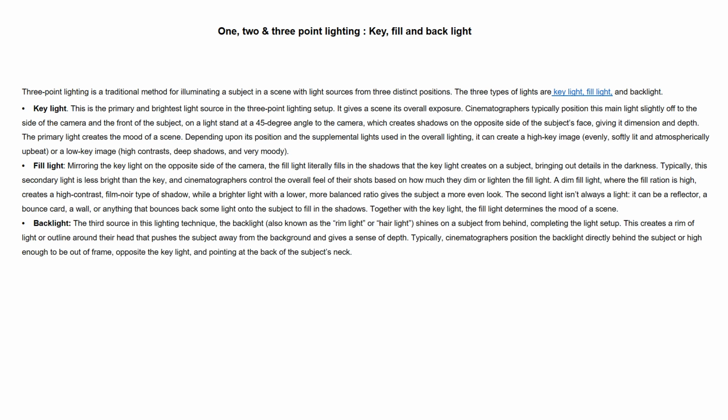Next is 1, 2 and 3 point lighting: key, fill and backlighting. We have already discussed these lights. Here is a short crux of these lights, that is key light, fill light and backlight. 3 point lighting is a traditional method for illuminating a subject in a scene with light sources from three distinct positions. The three types of lights are key light, fill light and backlight.